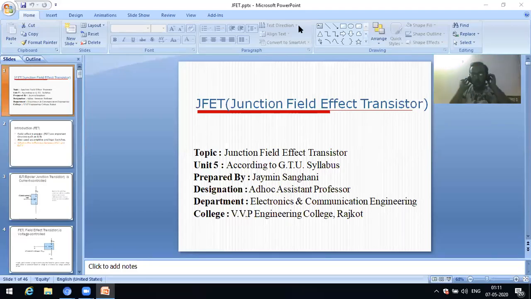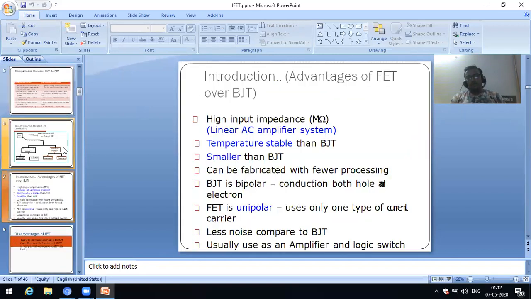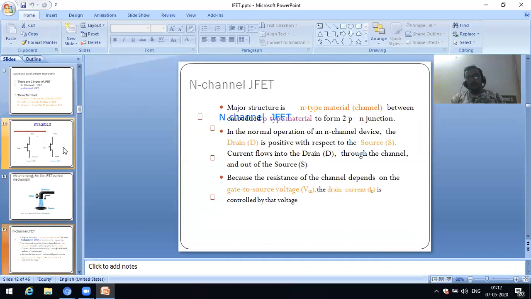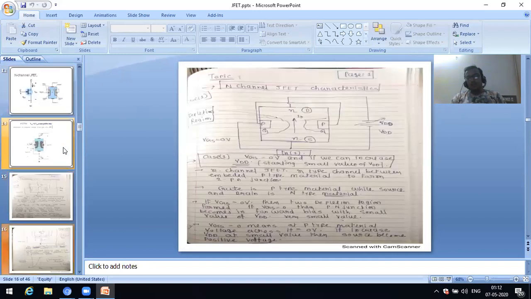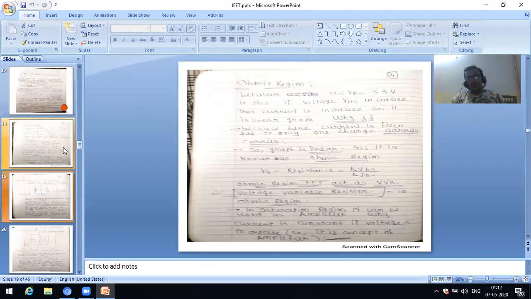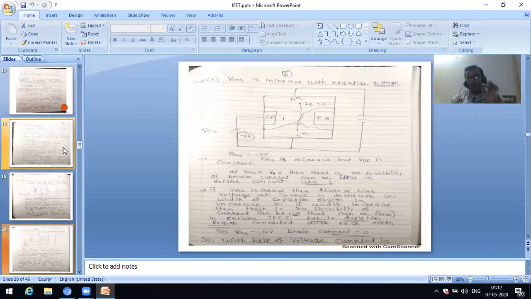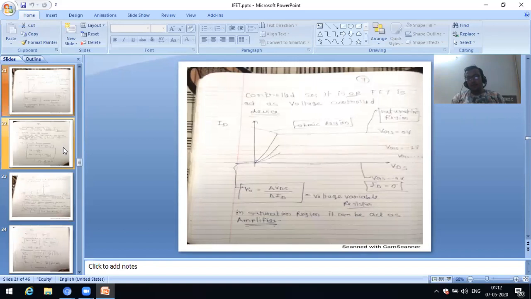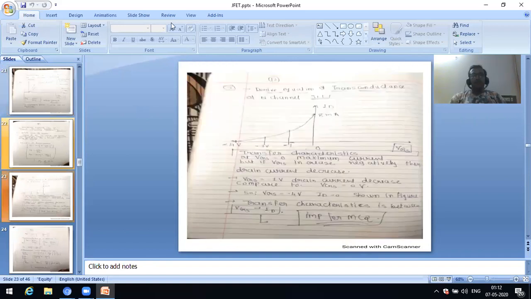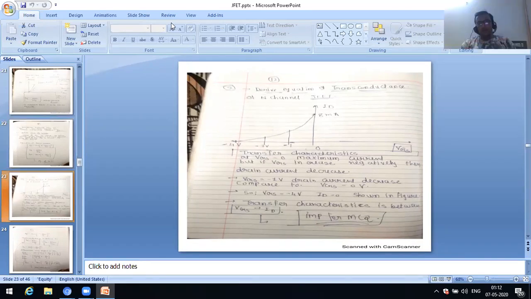Hello. In this lecture, we discuss an example related to JFET. JFET means junction field effect transistor. We already discussed this concept in the previous lecture. Now we have started the fundamental points that we identified based on the characteristics of JFET.